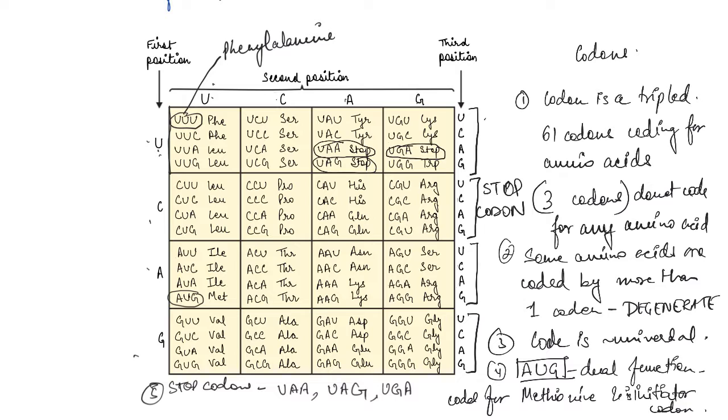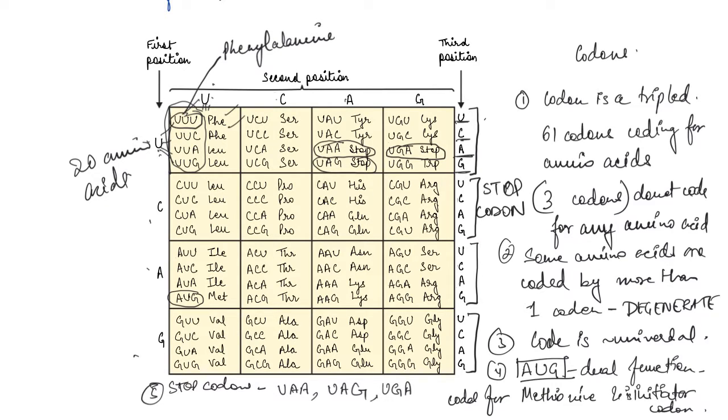So this basically is U from here, U from here, and U from here. The second one is U from here, U from here, and C from here. Third one is U, U, and A. Fourth one is U, U, and G. This is how we get these four codes. And the first two code for phenylalanine, right? In the same way, we have got codons for all 20 amino acids.